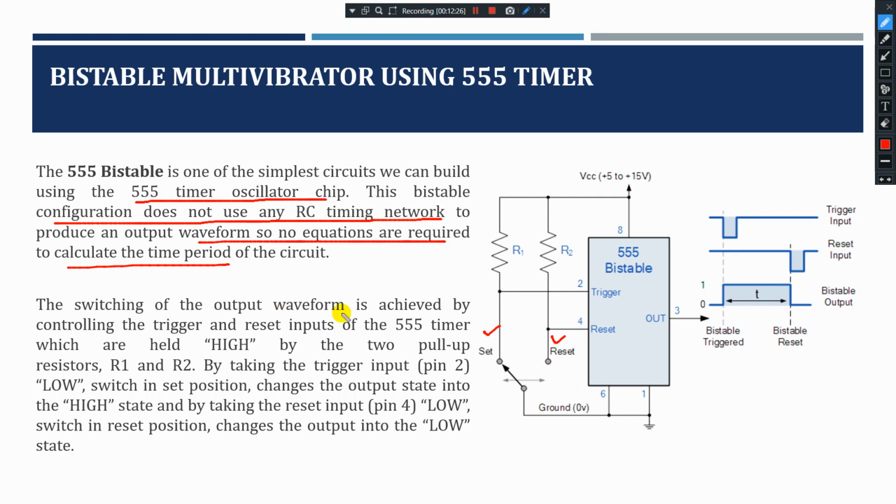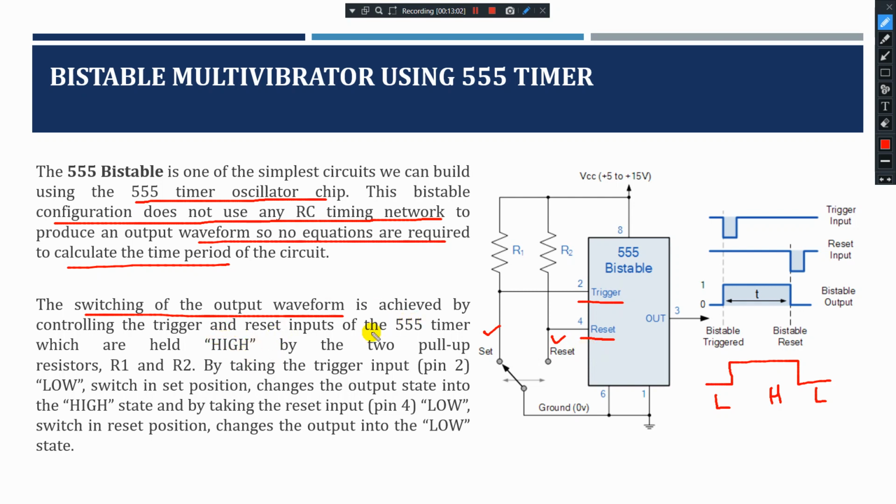So let us see. The switching of the output waveform is achieved by controlling the trigger and reset inputs of the 555 timer. Try to understand. The switching of the output waveform, here we are speaking about bistable. Switching of the output waveform from low to high or high to low is achieved by controlling the trigger and reset input. So by pin number 2 and pin number 4.